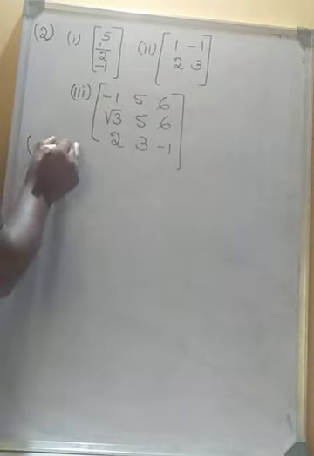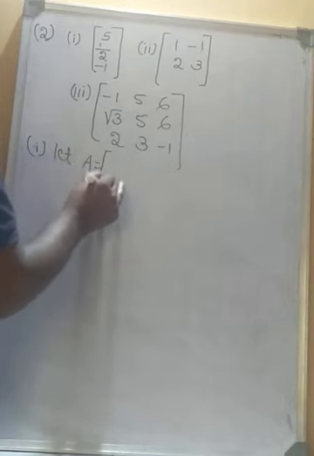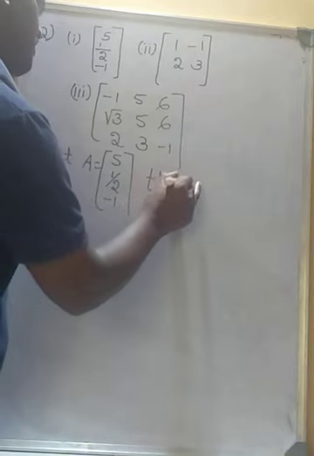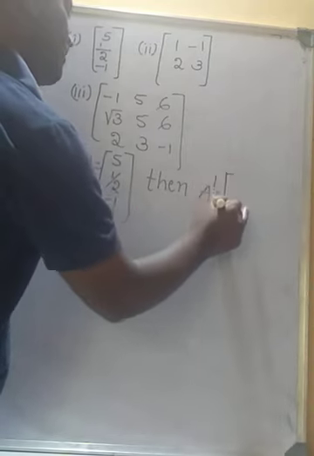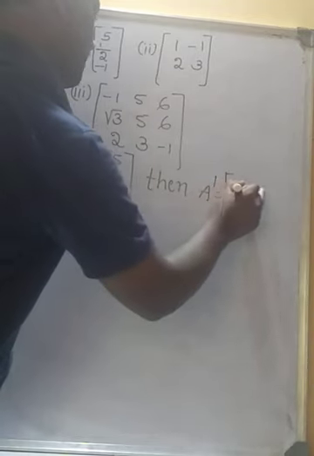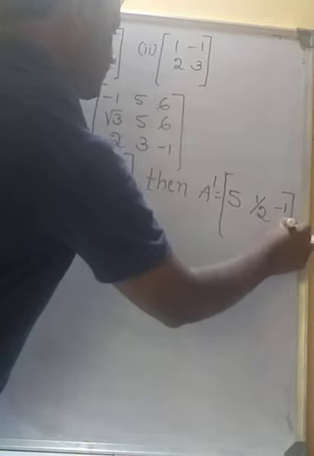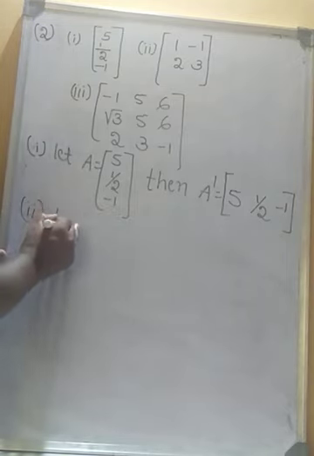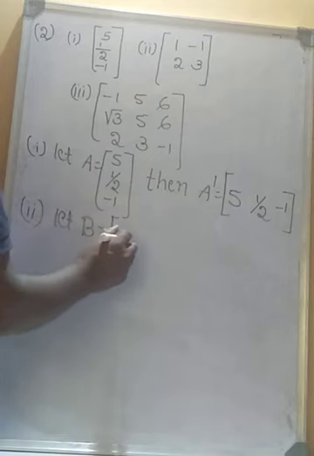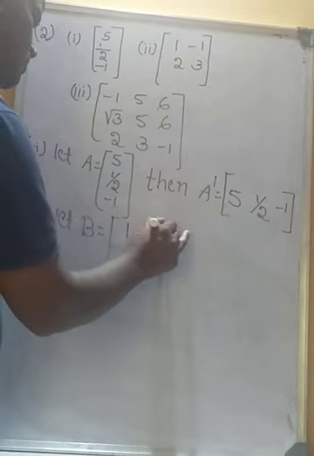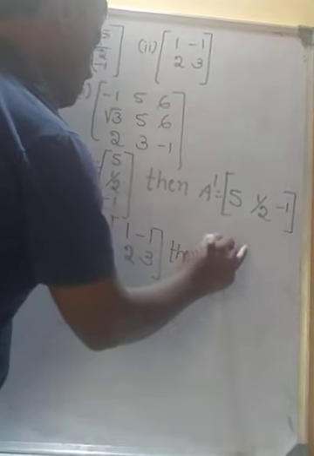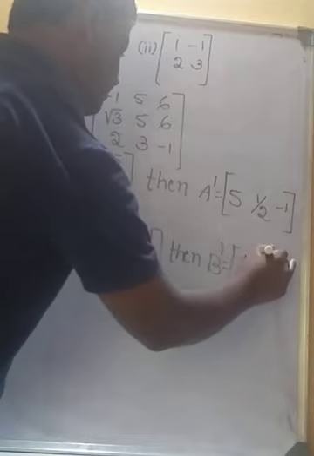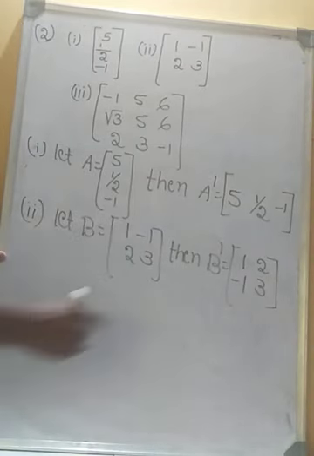The first one, let A equal [5, 1/2; 1/2, -1]. Given matrix A, the transpose of matrix A becomes: first column written in the first row, 5, 1/2, and so on. So A dash is the transpose of matrix A. Second one, let B equal [1, -1; 2, 3]. Then B dash: first row elements written in the first column, 1, -1; second row elements written in the second column, 2, 3.